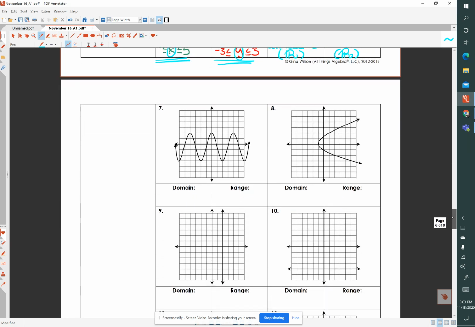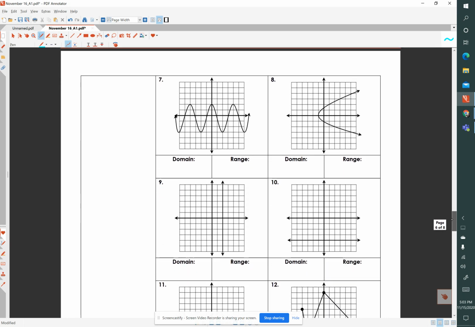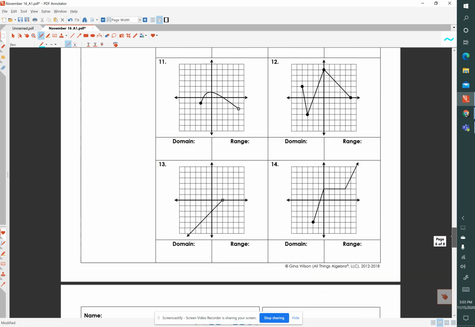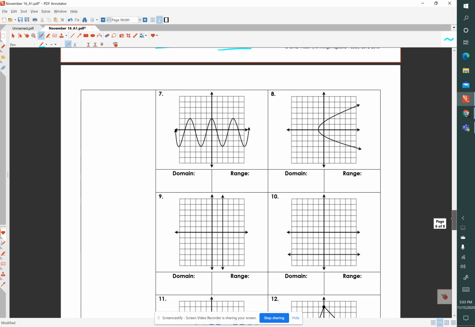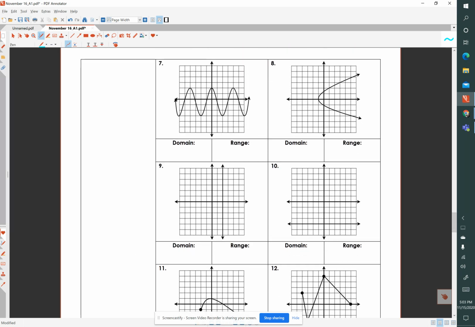So why don't you try 7, 8, 9, and 10? Let's see, why don't you finish up the page and then come back to the video? Okay, so let's see how you did.